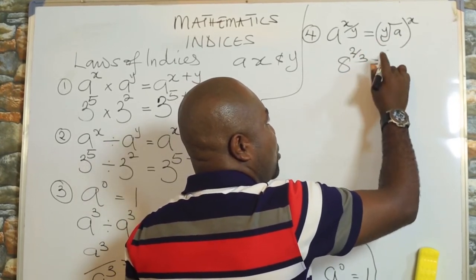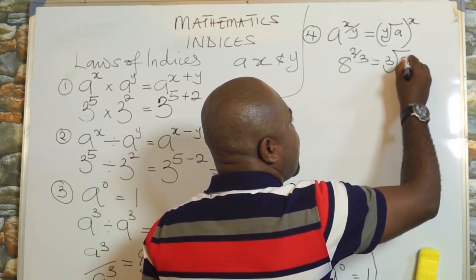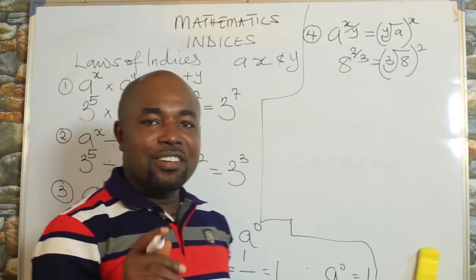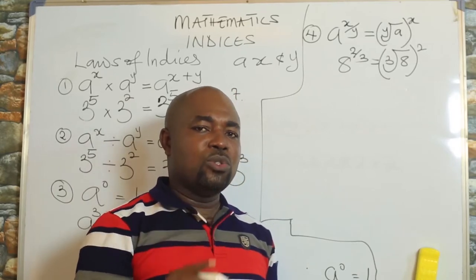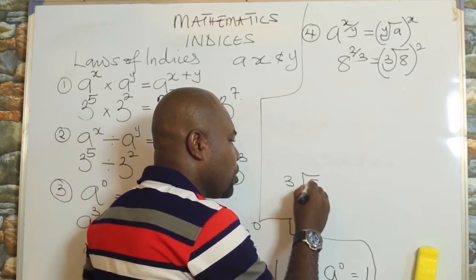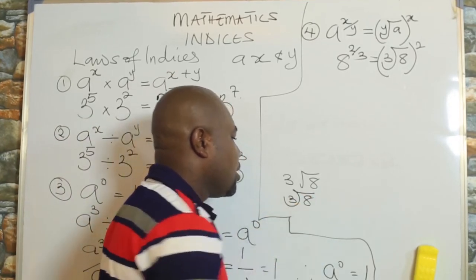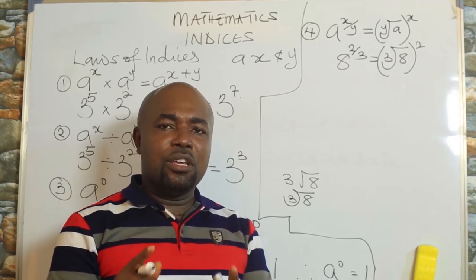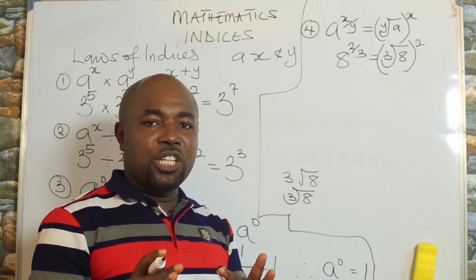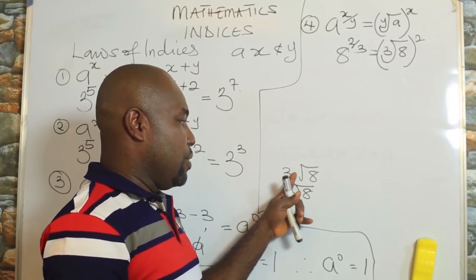This is equal to the cube root of 8 raised to power 2. I want you to pay attention. It is different from 3 root 8. Cube root of 8 is different from 3 root 8. You will understand this better when we shall treat surds. But this is what I mean and not this.